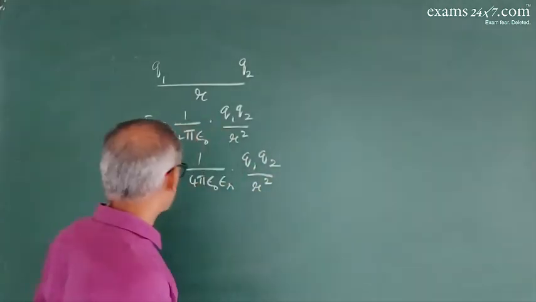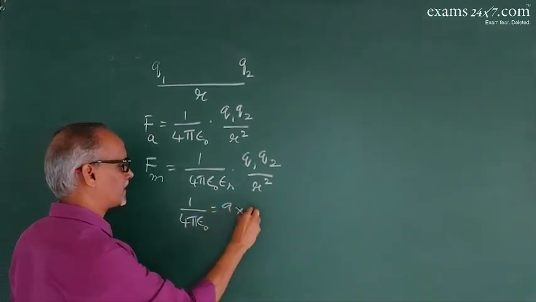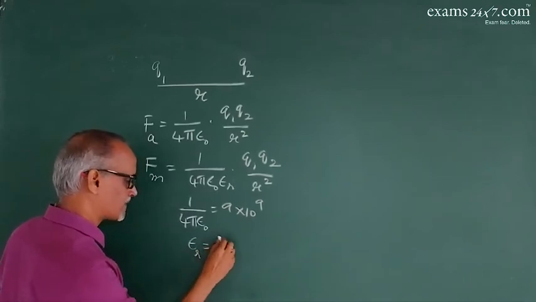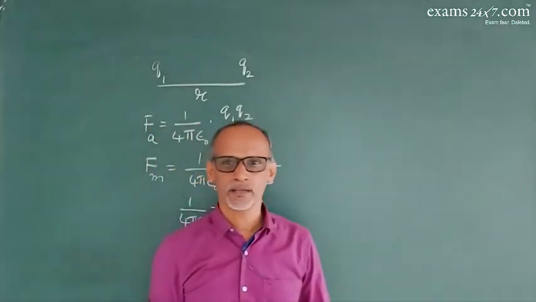The value of 1 by 4 pi epsilon naught is 9 into 10 to the power 9, and for the dielectric constant epsilon r, the least value is 1 for vacuum and the highest value is infinity for a conductor.